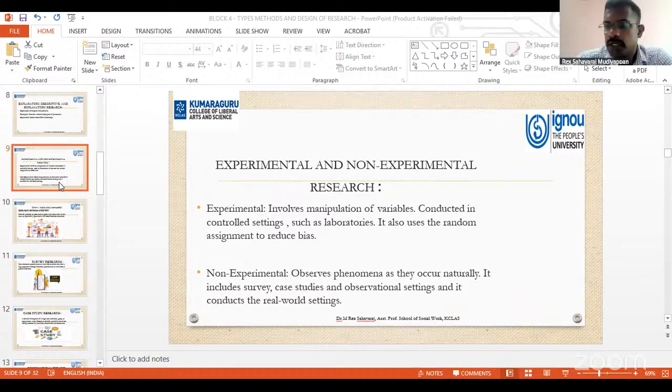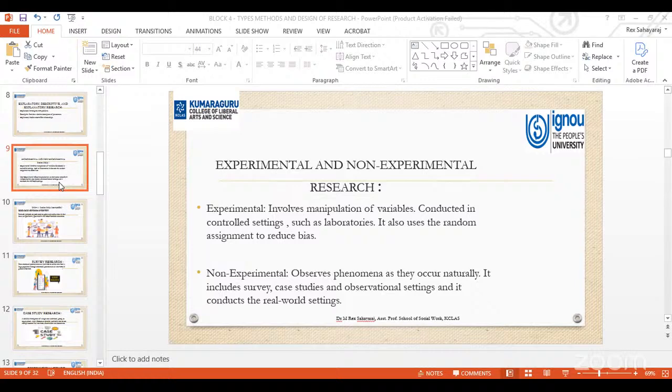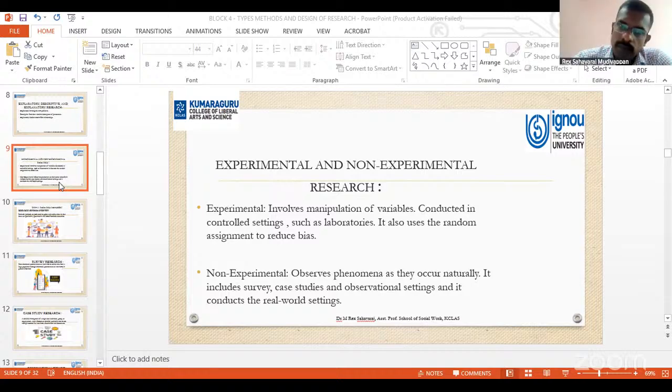Any questions? Okay, I will share all my PPT, don't worry. So can we say that when a research paper uses both qualitative and quantitative methods, it can be termed mixed methods research? Yeah, that's a mixed method.